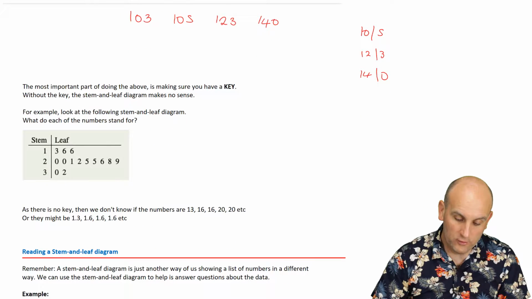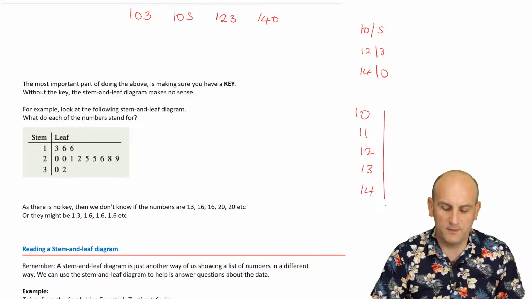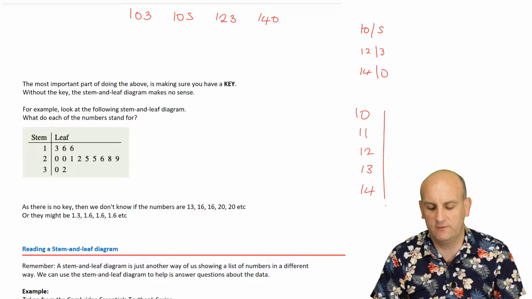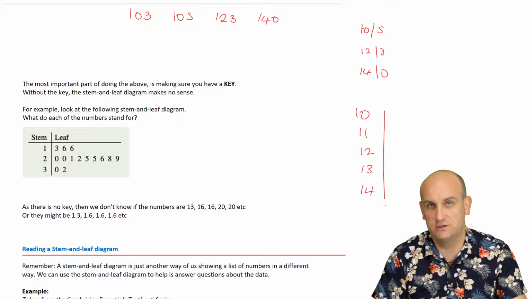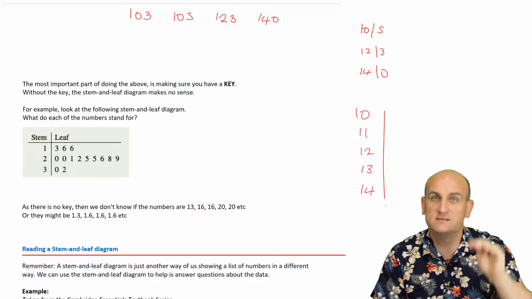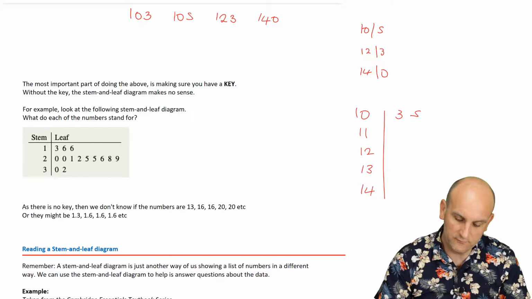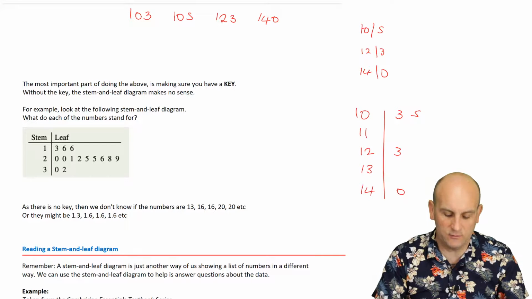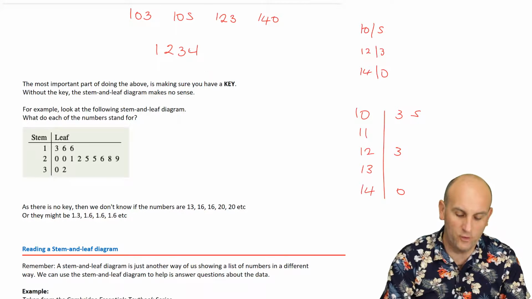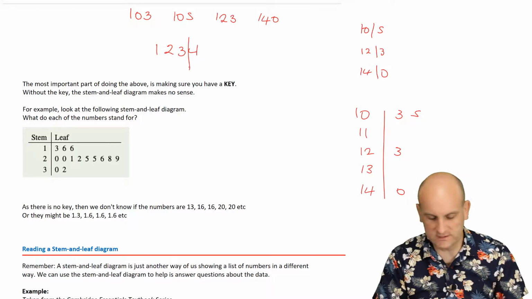And if I was to try and then draw that, I would have 10, 11, 12, 13, and 14. Now, a lot of you can say, well, hold on a moment. There were no 110, 111 numbers. There were no 130s. No, but you have to put them in. As soon as you start counting from your lowest number to your highest number, you must put those middle bits in. So we would have 3 and 5 for 103, 105, 123 would go there, and 140. So you see what I mean? Even if we had thousands, if I had 1,234, my leaf would be that 4. Understand what I'm doing? Awesome.